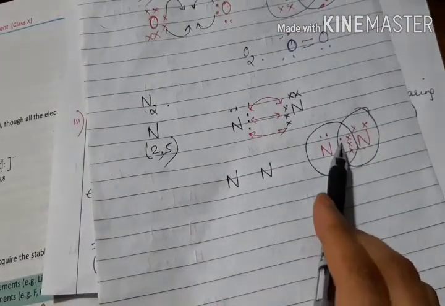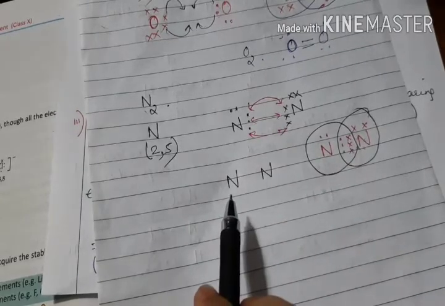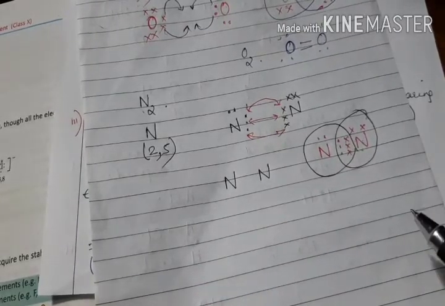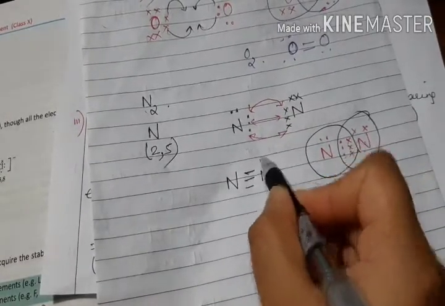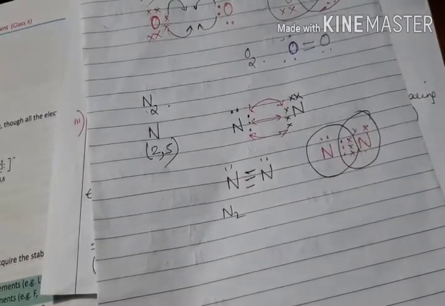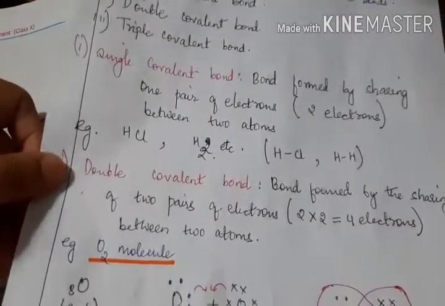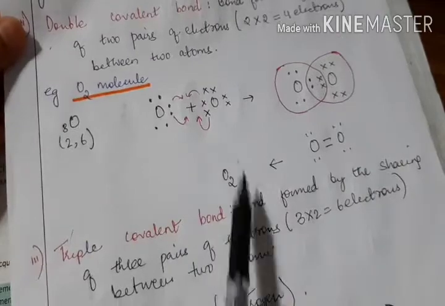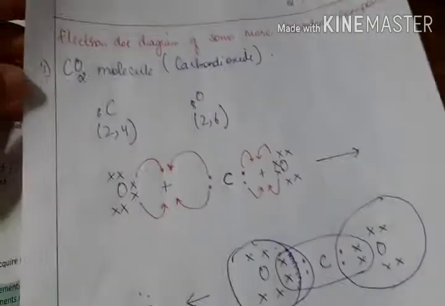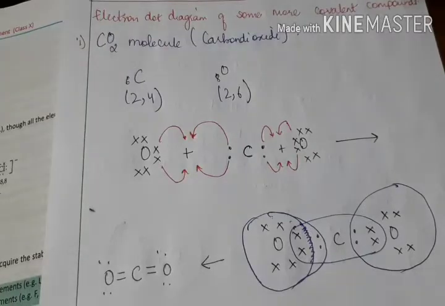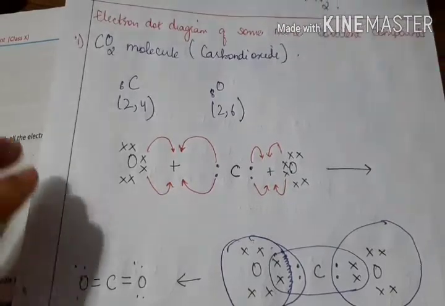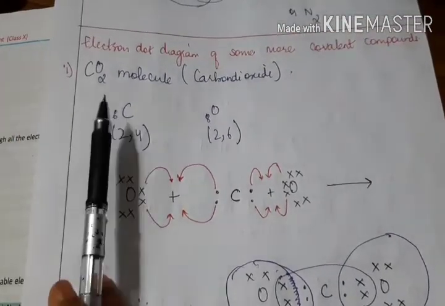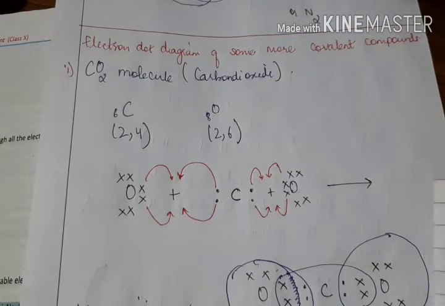N, N is there. How many? 1, 2, 3, 4, 5, 6. 6 electrons means 3 electron pairs: 1, 2, and 3. Fine, with 2 of its own on each nitrogen. So this is your N2 molecule. That is your triple covalent bond. So we have got 3: single, double, and triple. You need to remember the examples. Then we have more molecules. Let's see the structure, the electron dot diagram for their formation. Carbon dioxide.